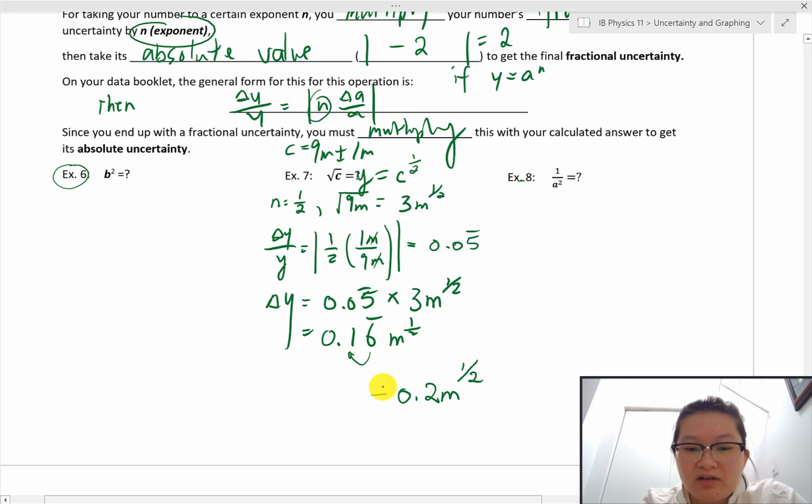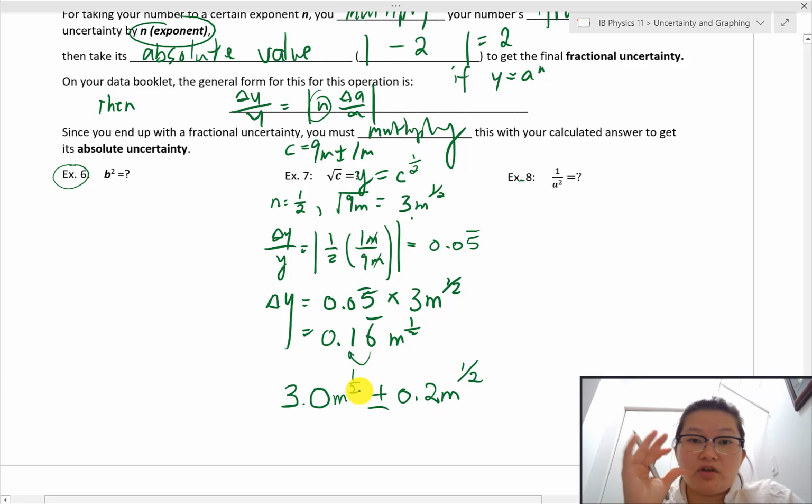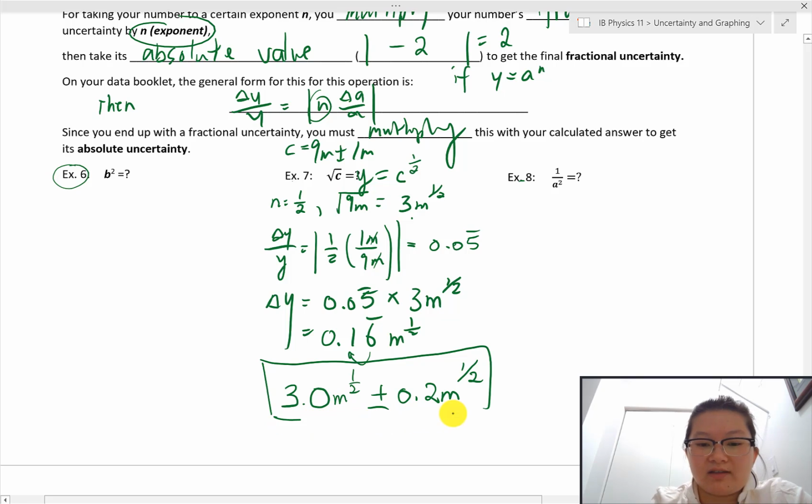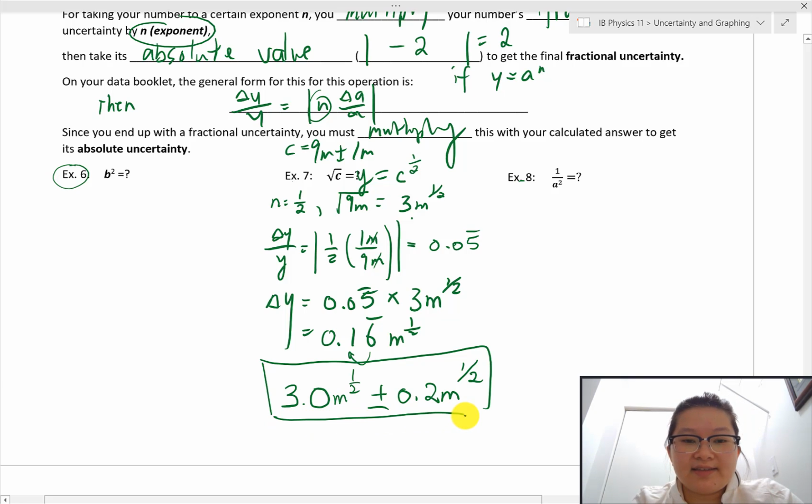take the square root of meters, and then my answer, which is going to be 3, hey, is a nice and perfect 3, but to show the consistency in the place values between my uncertainty and my number, I need to put a 0 here. Again, this is meters rooted, okay? Don't forget to make sure your units are correct and the significant figures are correct as well. Okay, so that's example 7 with a square root sign.